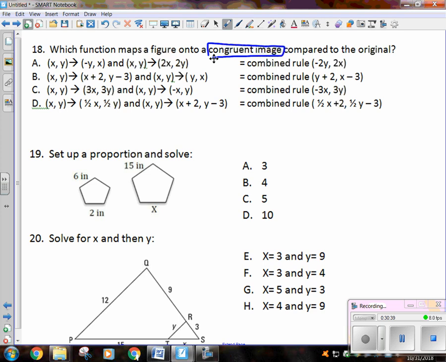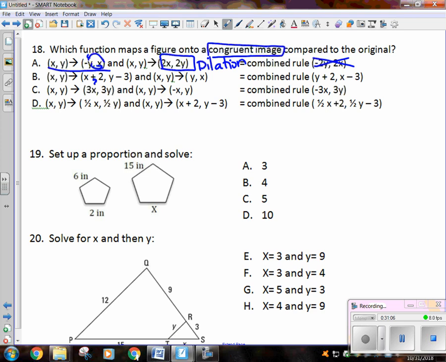So it looks like right here in this first one, I switched the places. Looks like Y's came to the front, X's went to the back, so I did some switching. But what did I do right here? I changed the size. That one gets 2 times bigger. That's a dilation. That will not keep it congruent, so that one's out. Letter B. Looks like I added 2. That just slides it. I came down 3 to Y's. That just slides it down.